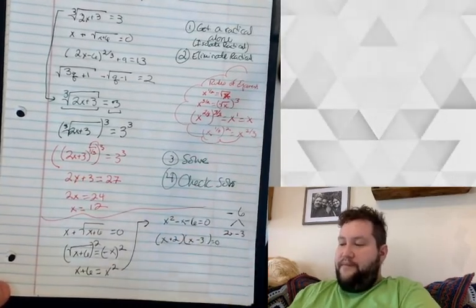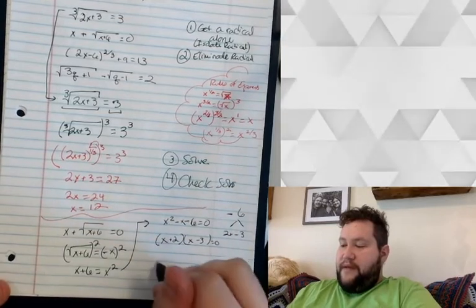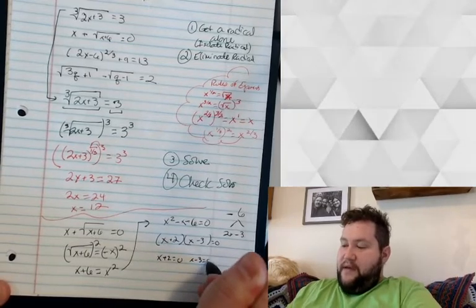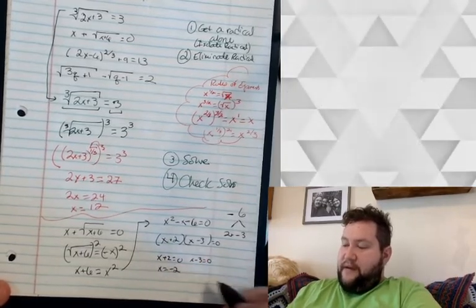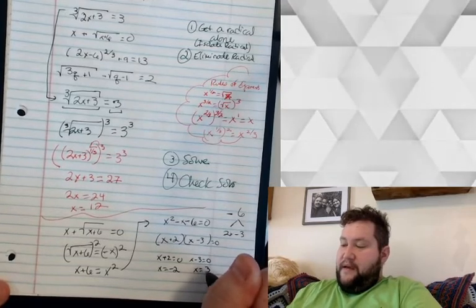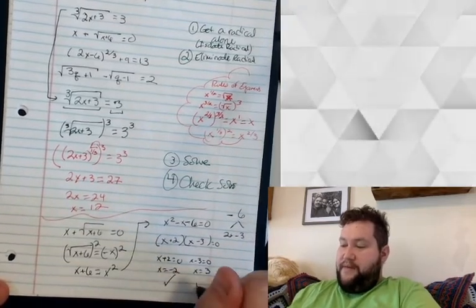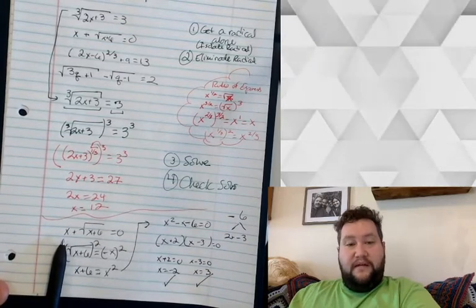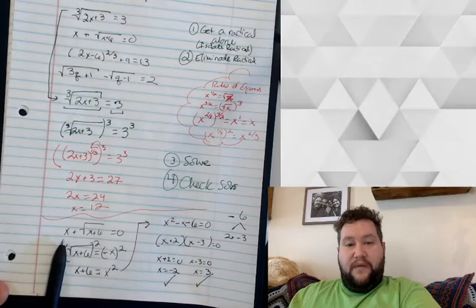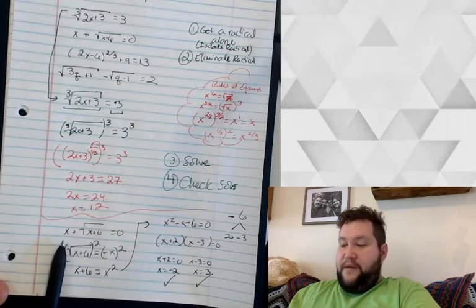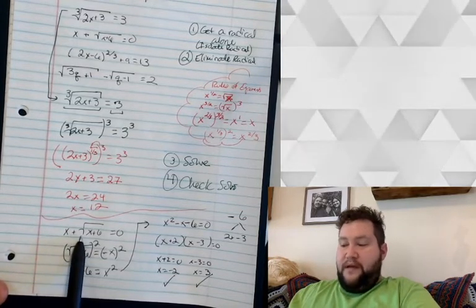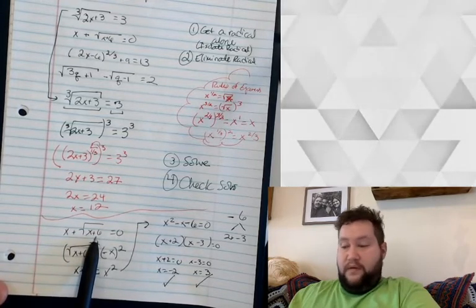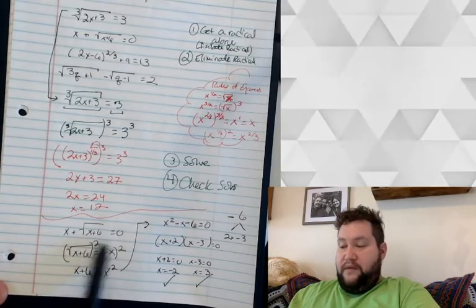Equal to 0. Our zero product principle says that x plus 2 equals 0, or x minus 3 is equal to 0. So x is negative 2, or x is equal to 3. Check and check. To check it, we put negative 2 up here. Negative 2 plus 6 is 4. Square root of 4 is 2. Negative 2 plus 2 is 0.